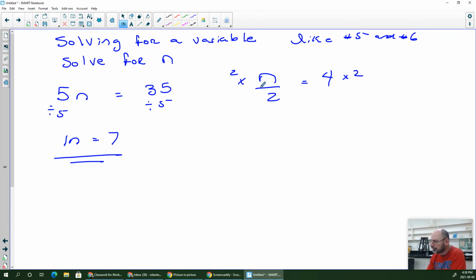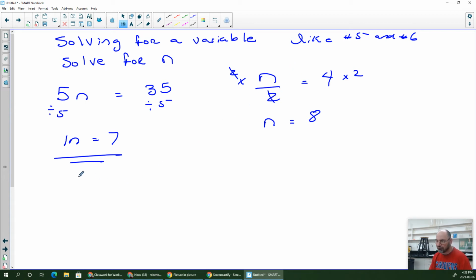Okay, so this 2 cancels out this 2, 1 on the top, 1 on the bottom, so that's 1n equals 8, 4 times 2. Okay, so if it's like this, 5n, if it's with the n, you divide by the number in front. If it's below the n, or x or s, then you multiply.